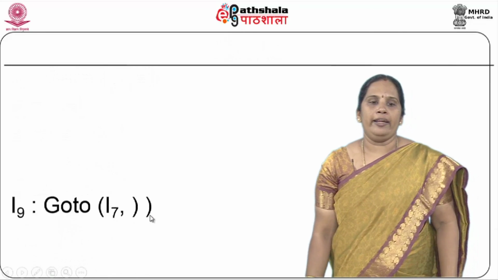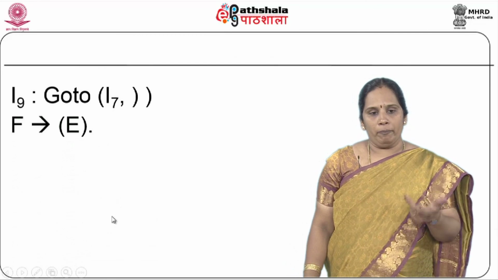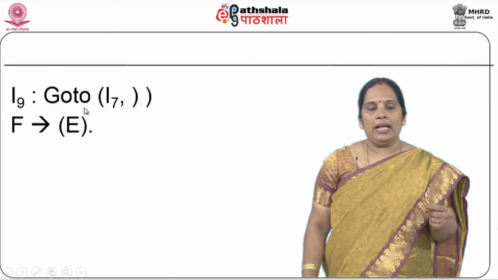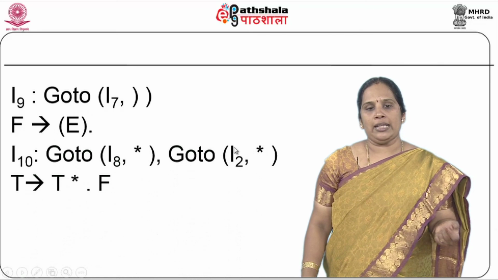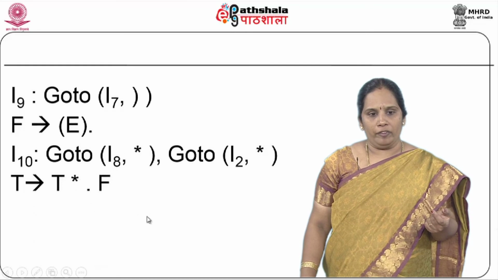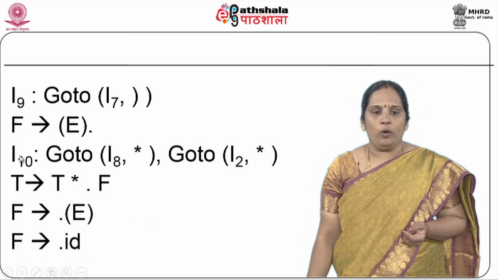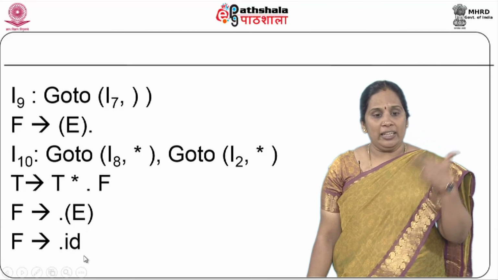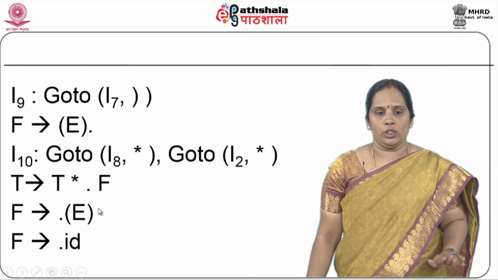So I9 will be I7 comma close parenthesis, only one situation. As you could see, some items have a dot at the end. That means that this will be a possible handle for reduction. And I10 is nothing but I2 comma star and I8 comma star, which is T produces T star dot F and the productions of F. And similarly, what happens here, I10 comma open parenthesis will be again the same set I3. I10 comma ID will be the same set, which is nothing but I5. So if you keep on repeating, this is going to be your situation.